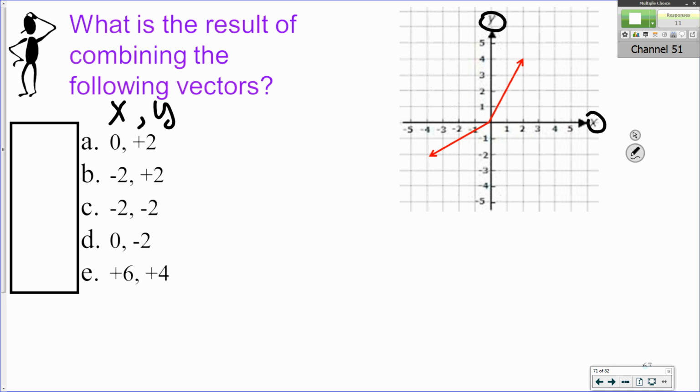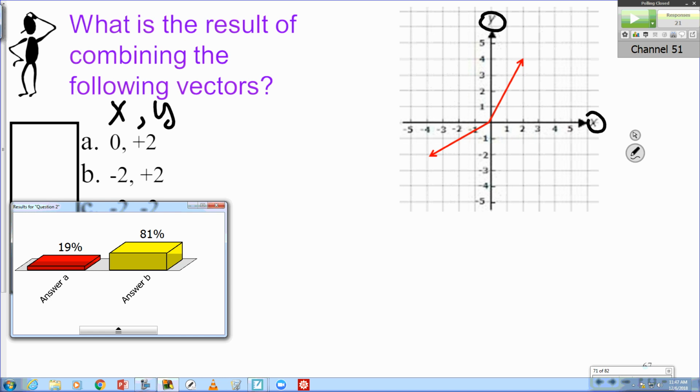Okay, I miscounted. Put your guess in. Last chance. So most of you said it was B. So if I look at just the components, I'll show you quickly how I would do that.